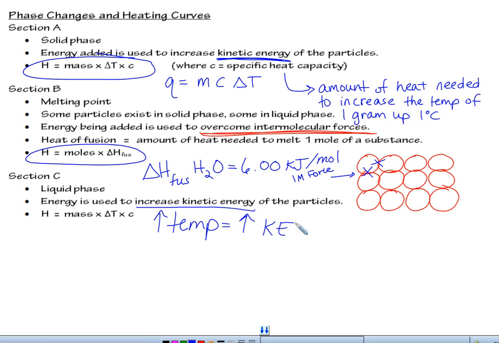And now since there is a temperature change again, I can go back to this equation. Mass times temperature change times specific heat, or in the AP packet, mass times specific heat times temperature. Same gig, right? You can use this equation whenever there is a temperature change, which then obviously at section B, the melting point, there is no temperature change, so you can't use this equation. You have to use moles times heat of fusion.